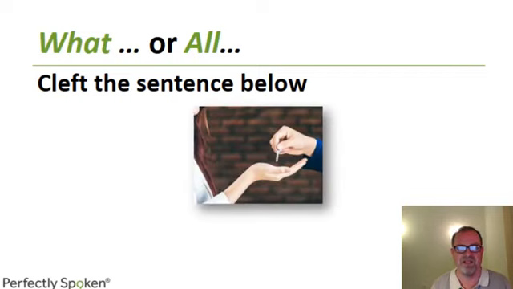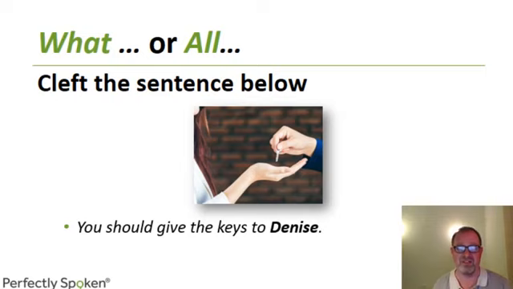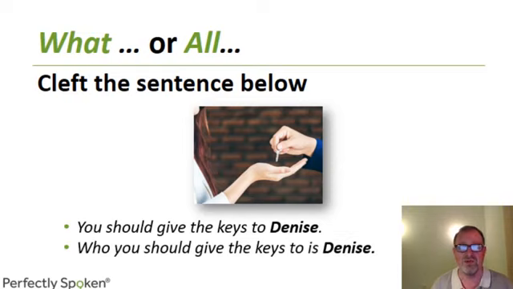And the man is giving a key to the young woman. And it says, you should give the keys to Denise. Okay. So we want to emphasize the person, Denise, who's the direct object. Who you should give the keys to is Denise.